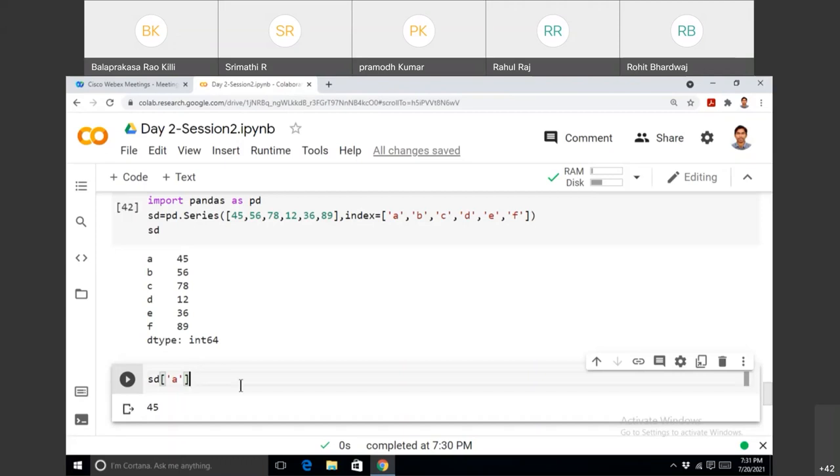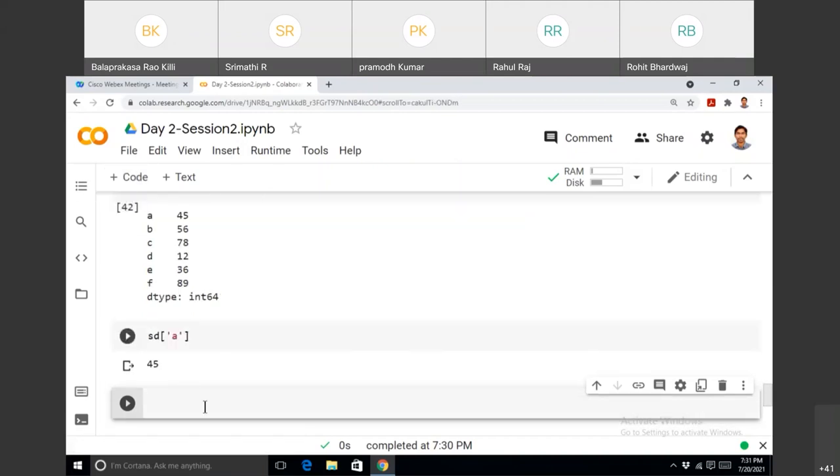So basically, the difference between series and data frame is that a series is one-dimensional, analogous to a 1D numpy array, whereas a data frame is analogous to a 2D array. So series is 1D, data frame is 2D. There is another data structure called panel, that is 3D and higher dimensional, 4D, 5D and so on. Now I will not show you how to generate a series using a dictionary, because it is the same.